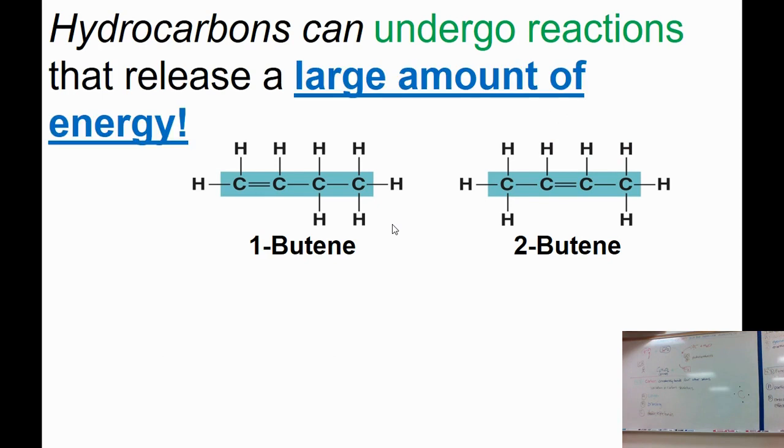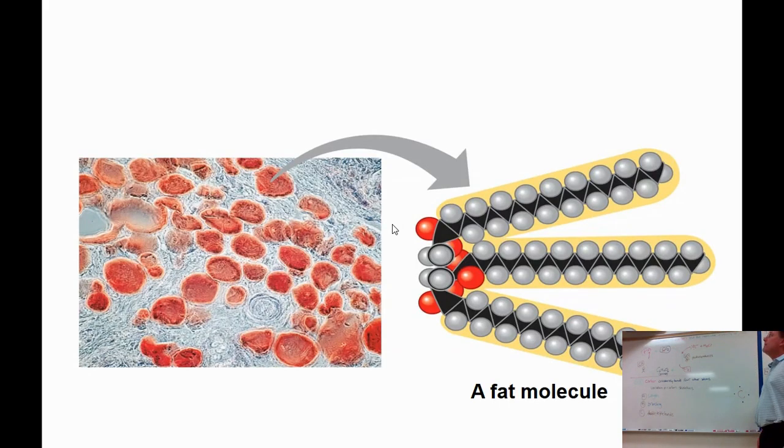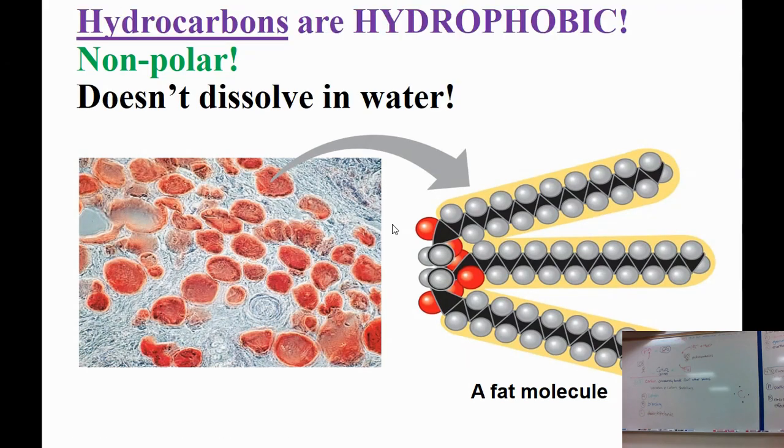Hydrocarbons can undergo reactions that release a large amount of energy, that's for sure. You can also see them in ring form. Often we see them in ring form in biological systems because they do contain some oxygen atoms, and it's because of polarity that they'll ring up. That's why when I showed you the glucose earlier, it was in a ring form. Sometimes it can be straight, but it's most often in that form. I've written up here, fat is hydrophobic. It's nonpolar, generally speaking, because of all those atoms sharing electrons equally. It doesn't dissolve in water, you know that, and it's called a hydrophobic molecule.